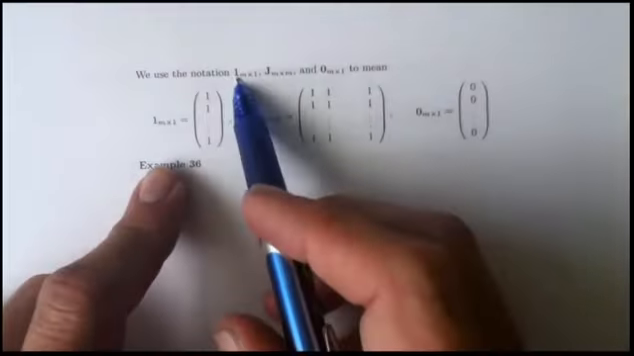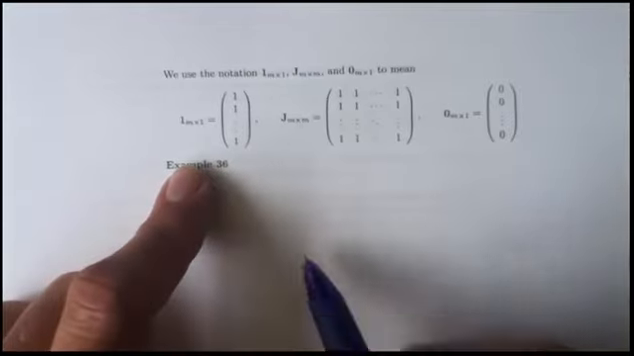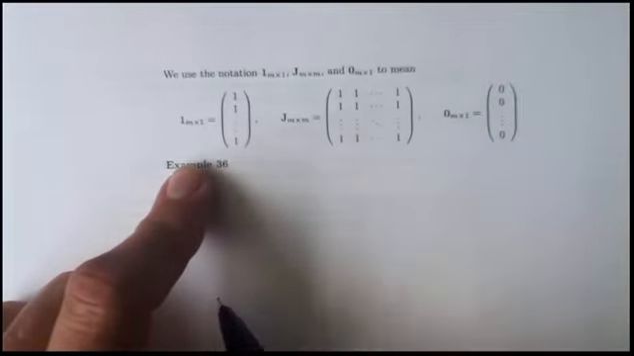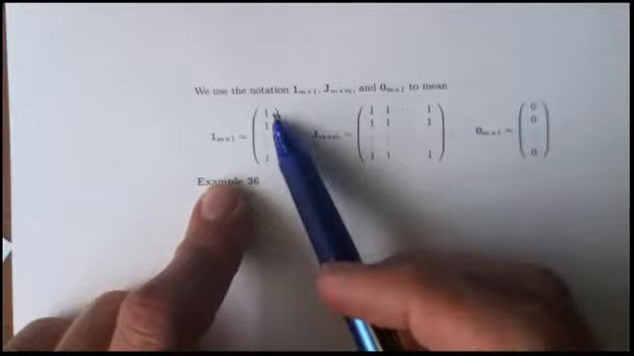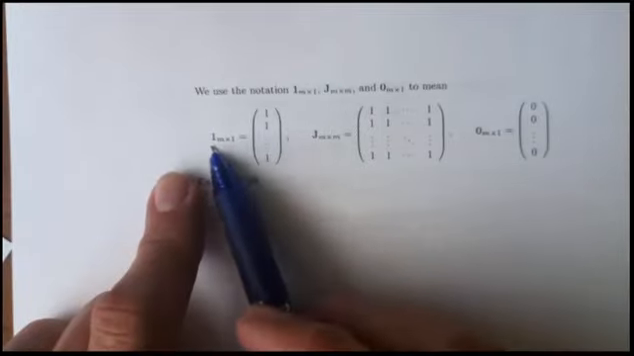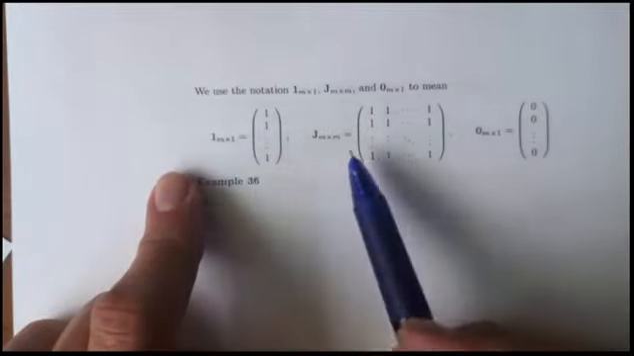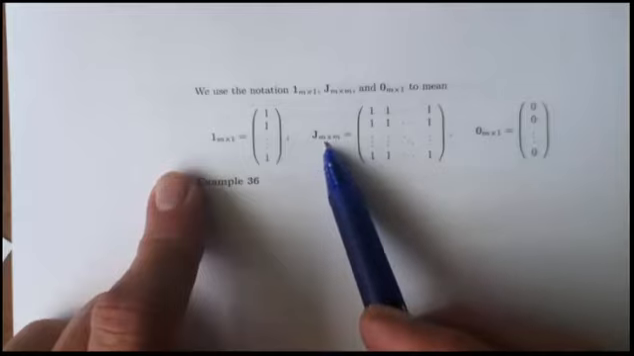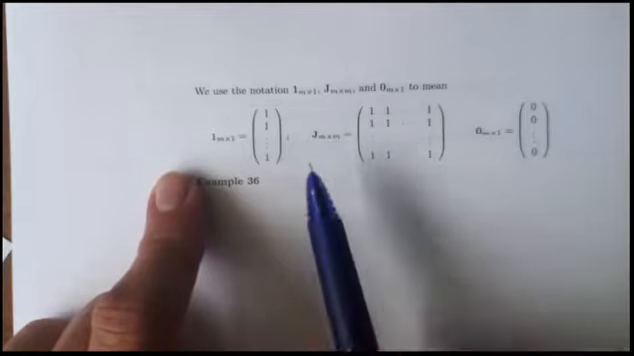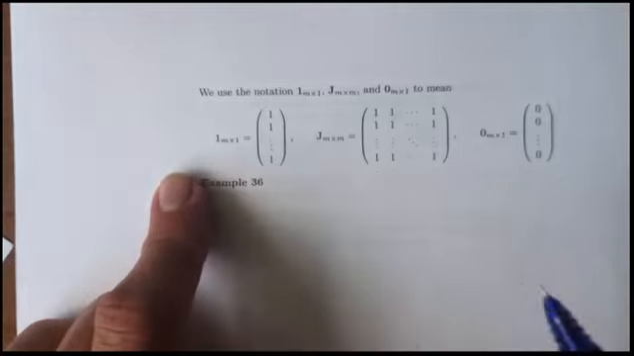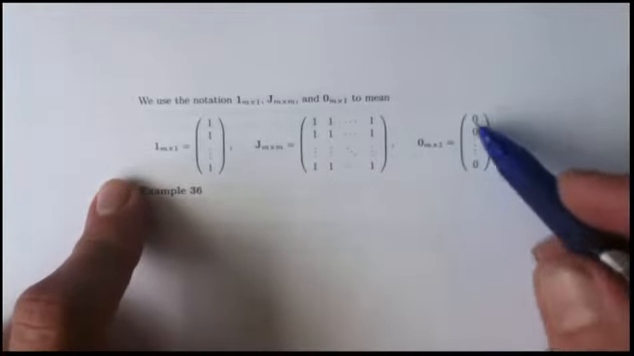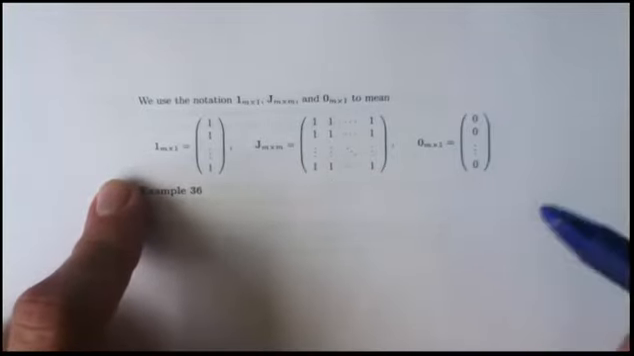We'll use the 1, J, and 0 notation to mean these kinds of things, okay? For a column of 1s, we'll just write 1 in bold. For a square matrix full of 1s, we'll use J to express that. And if for some reason we ever want a column of zeros, we'll just use a boldface 0 for that.